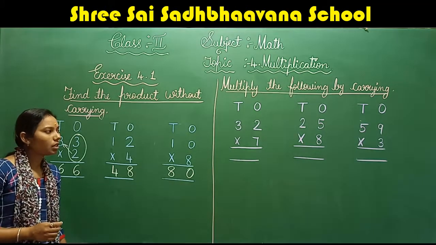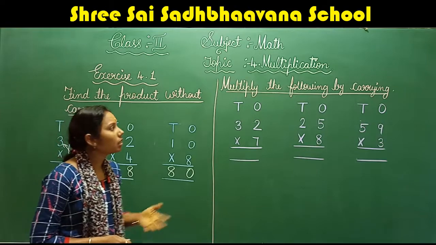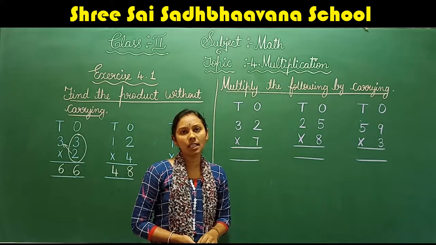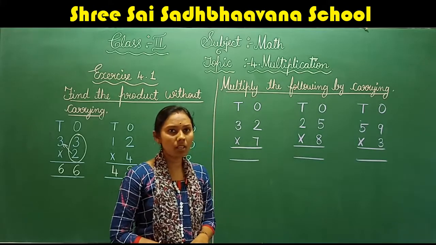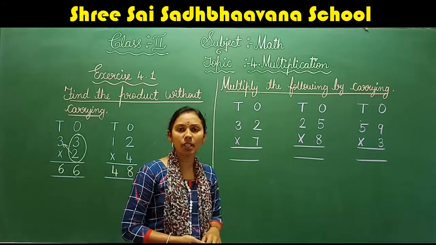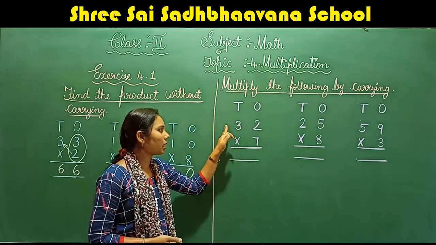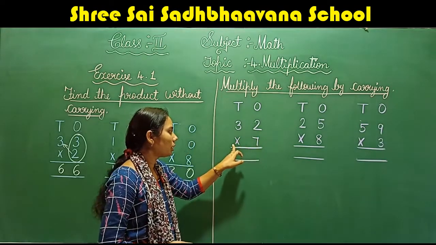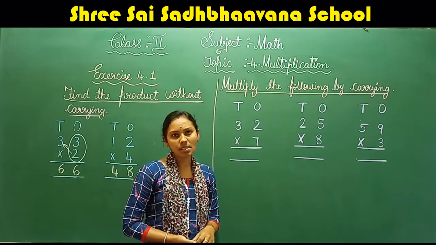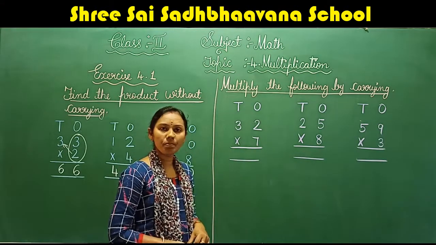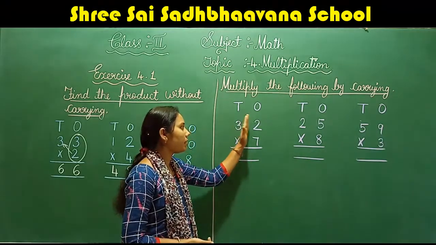Excellent. Now, let us move to the next sum. You have to multiply the following by carrying. Means, with carrying, you are going to find the product. The first one is 32. You have to multiply by 7. Same method we are going to follow.